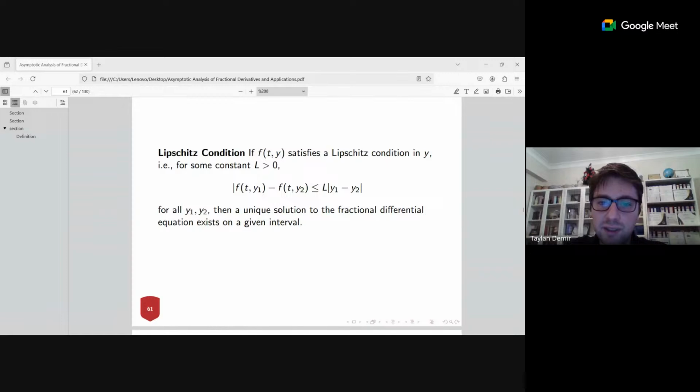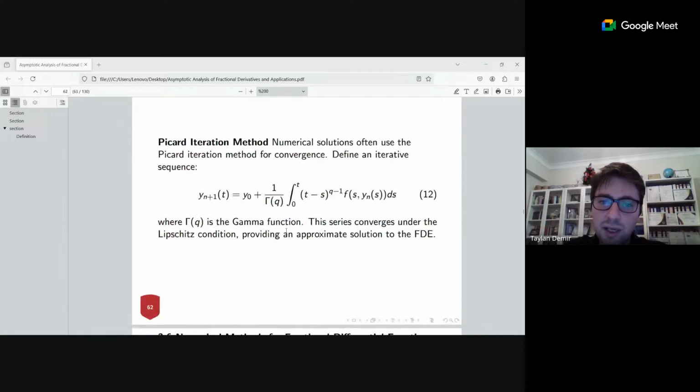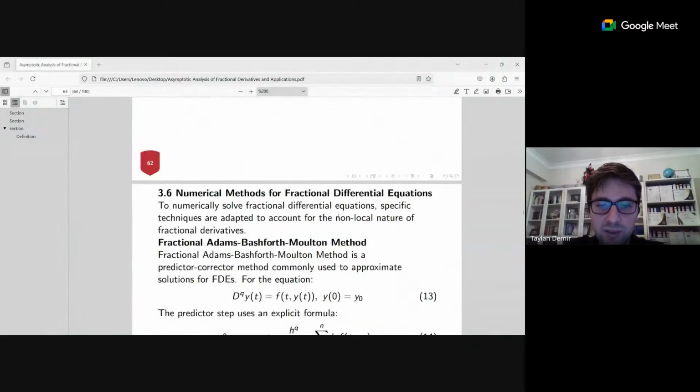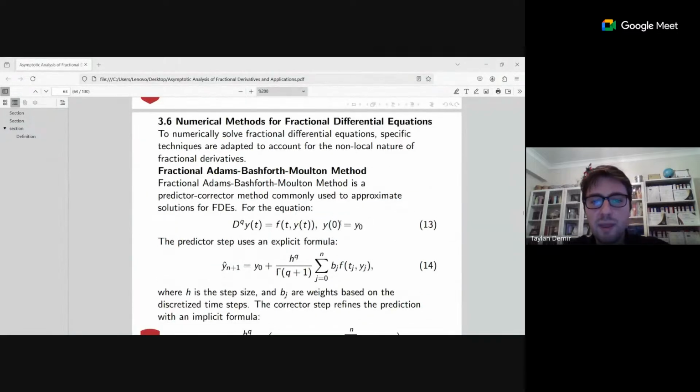And we know that for the function f, the absolute value of f(t, y_1) minus f(t, y_2) is less than or equal to L times the absolute value of y_1 minus y_2. And then a unique solution of the fractional differential equation exists. And this is the Picard iteration method in the 12th equation. And similarly, I used the fractional integral term to interpret the fractional Picard iteration method, to better understand the asymptotic analysis.